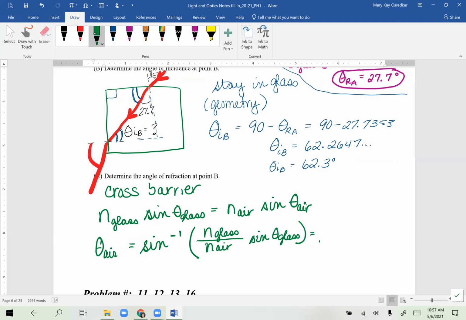So this would be the inverse sine of 1.52 times the sine of 62.26, on and on and on, over 1.0004. Okay, I want everyone to punch this in their calculator right now. Should it be the same? You tell me. I got undefined, did you? I got undefined. Unless I multiplied it wrong.